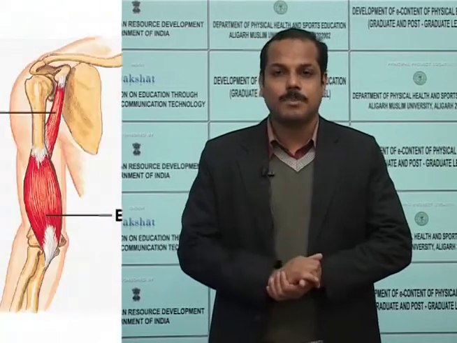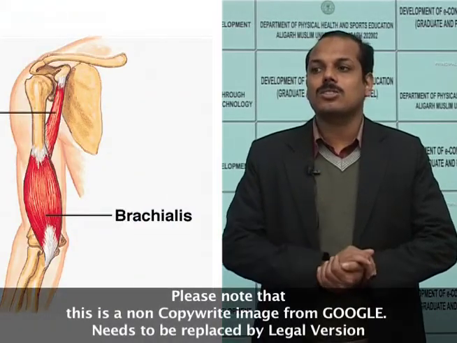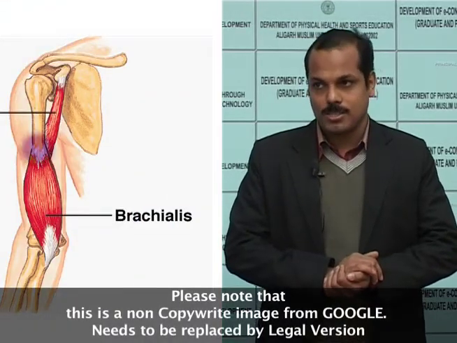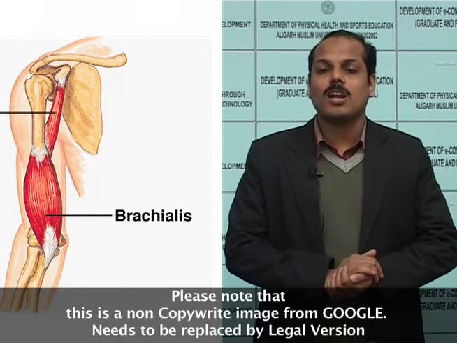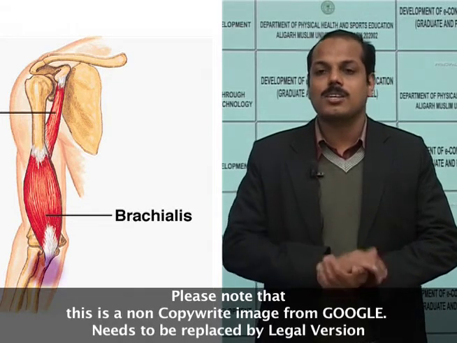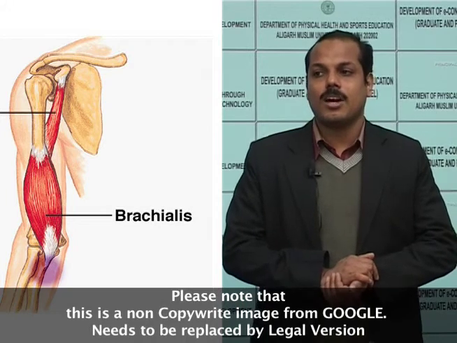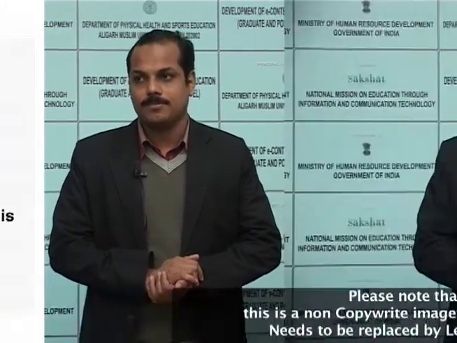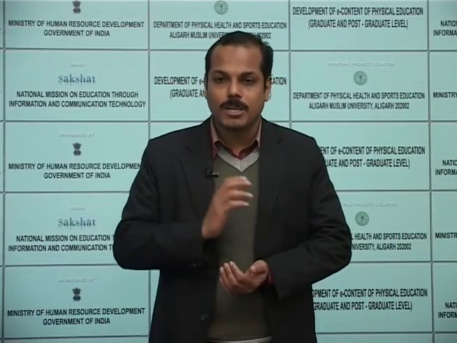The next muscle on the anterior compartment of the arm is the brachialis. The brachialis originates from the anterior surface of the humerus, particularly the distal half of the bone. Then it is inserted on the coronoid process and the tuberosity of the ulna. The nerve supply is the musculocutaneous nerve. The action of the brachialis is flexion of the elbow.